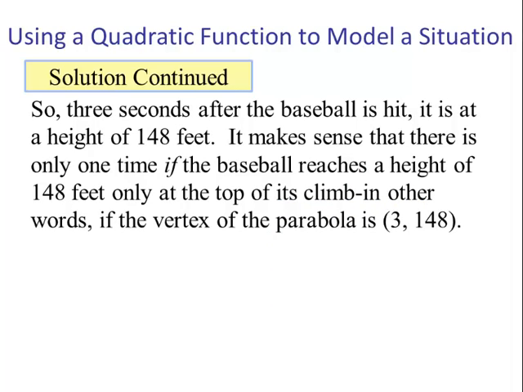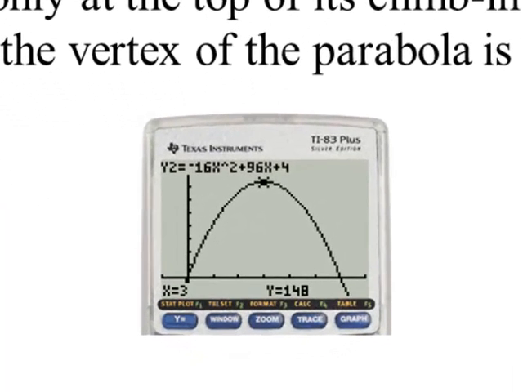This makes sense that there is only one time, because the baseball reaches a height of 148 feet only at the top of its climb. In other words, the vertex of the parabola is when x is 3 and y is 148. So this is the maximum value for this parabola. This is at the peak. When x is 3, y will be 148.